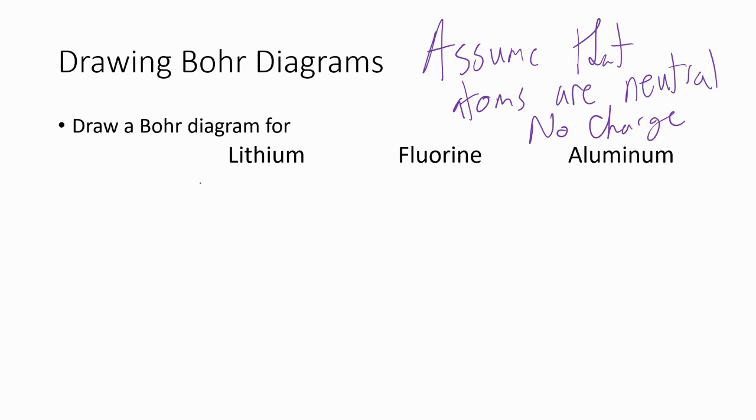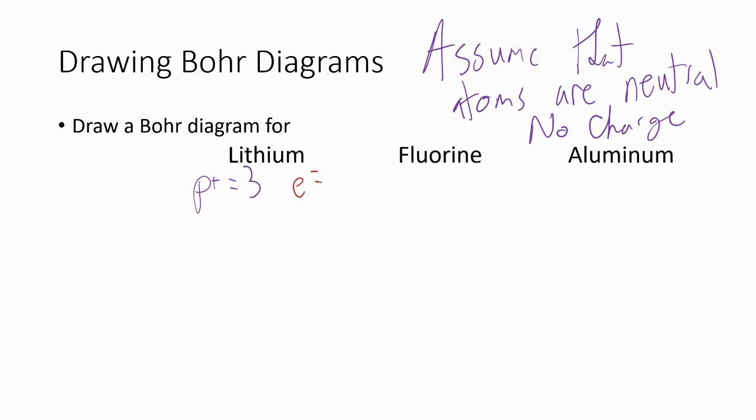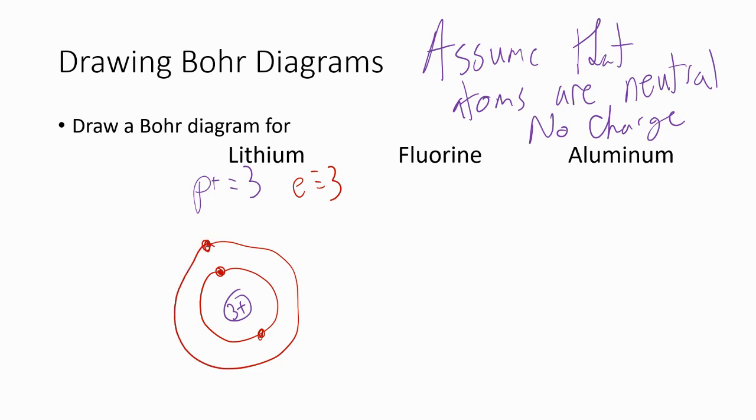For lithium, lithium by definition has 3 protons. We're going to assume neutral, so we're going to go with 3 electrons. You're going to put all those protons in the nucleus. Then that first energy level, that first shell, that first ring can hold 2 electrons at most. After it takes 2 away, it's got 1 left. So that second ring will have 1 electron in it. That's what lithium would look like, a total of 3 electrons in the 2 shells.